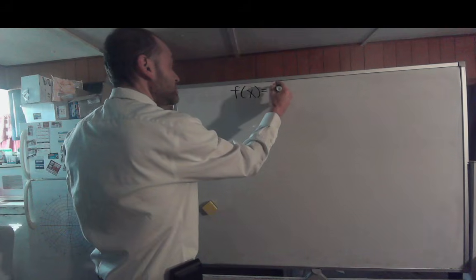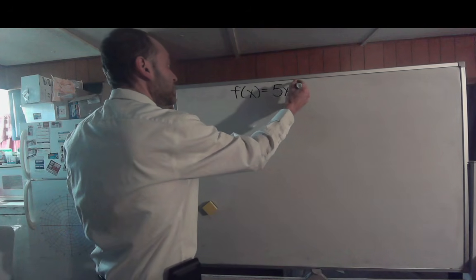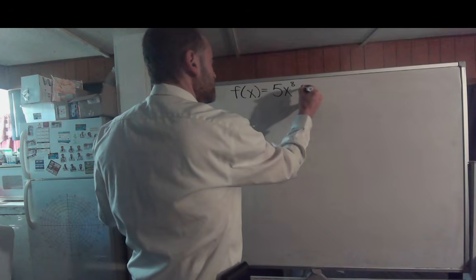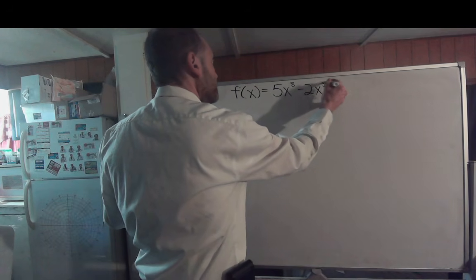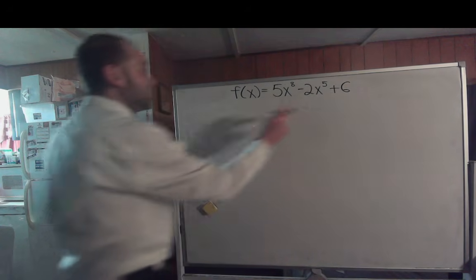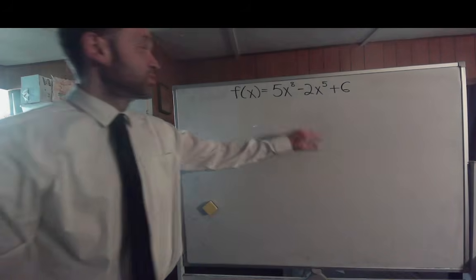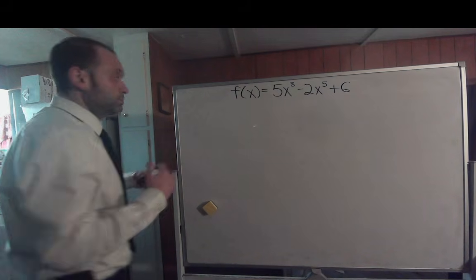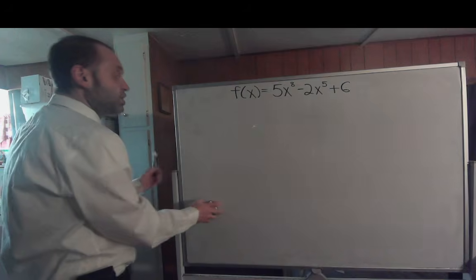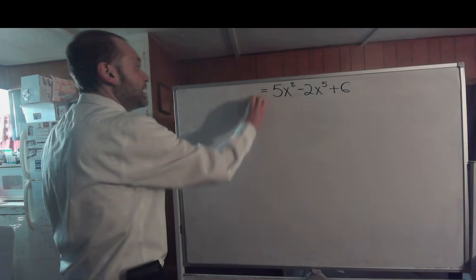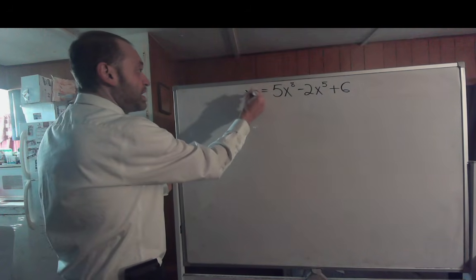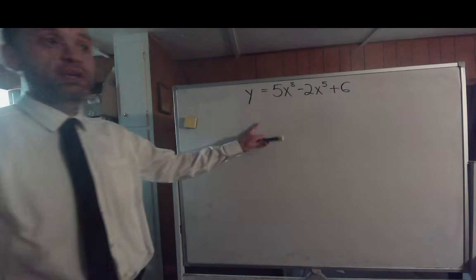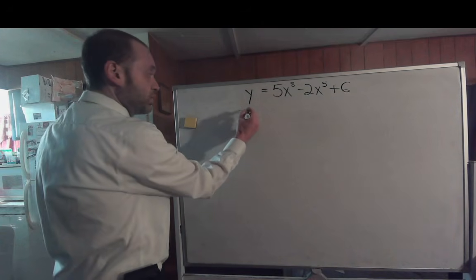I have f of x equals 5x to the 8th minus 2x to the 5th plus 6. So I have the original function f of x equals 5x to the 8th minus 2x to the 5th plus 6. Well, actually, let's change it from f of x to y. We're going to use y equals 5x to the 8th minus 2x to the 5th plus 6. Though f of x means the same thing, I just want to show you y prime.